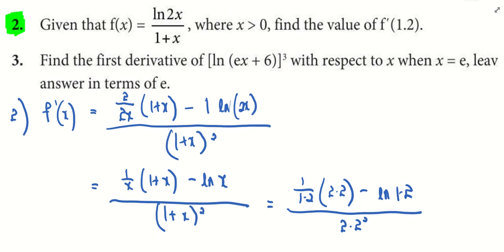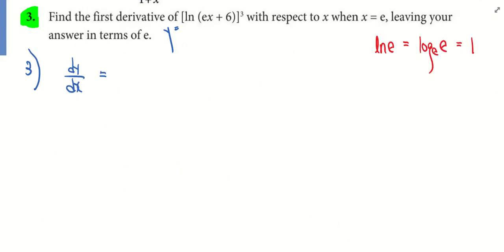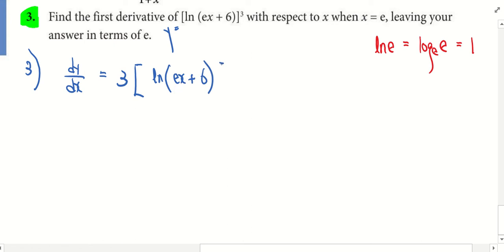Wait, let me. So remember, the power 3 belongs to the whole logarithmic term. It does not belong to just the bracket term. So I cannot bring down the constant 3 like what you do in normal logarithmic terms. So I need to differentiate it together. Bring down the power. Reduce the power by 1.